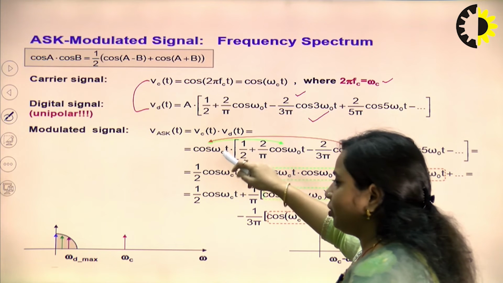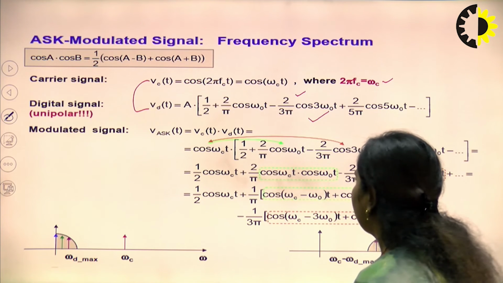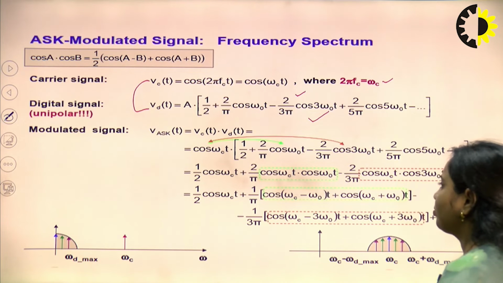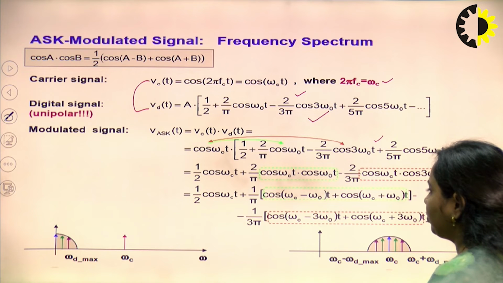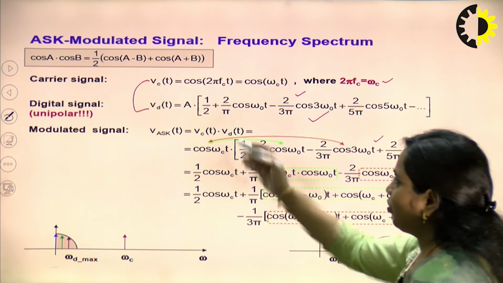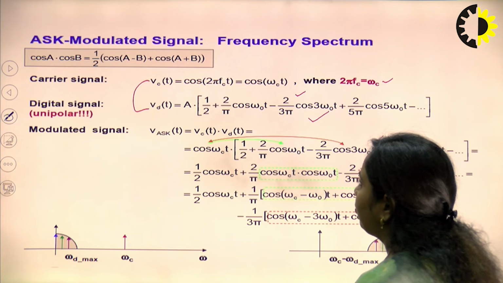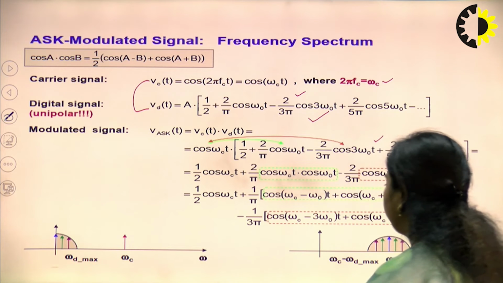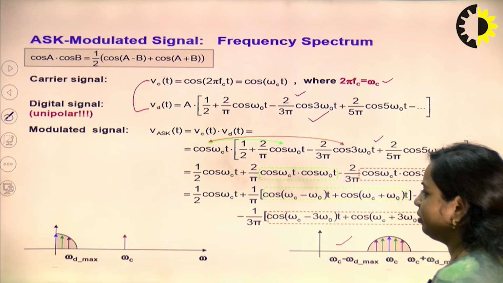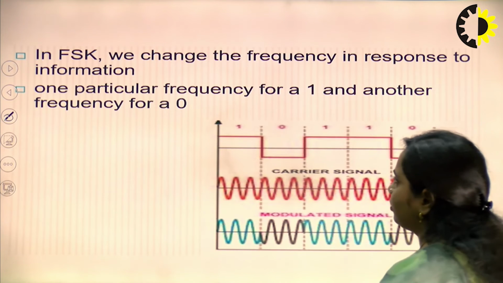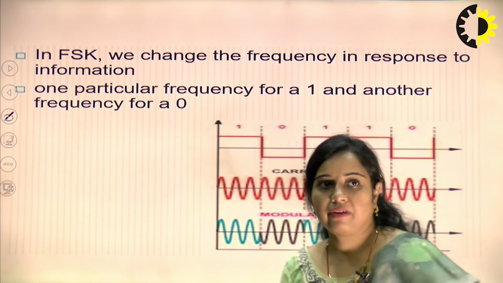So, that will be equivalent to cos(omega_c t) times (1/pi + (2/pi) cos(omega_0 t) - (2/3pi) cos(3 omega_0 t)). So, this is the expansion. Now, we have to use a property, that is cos A cos B equals (cos(A - B) + cos(A + B)) divided by 2. So, after this we can consider this equation.